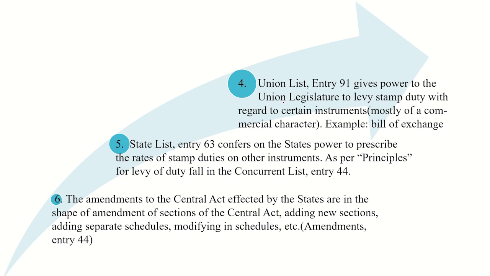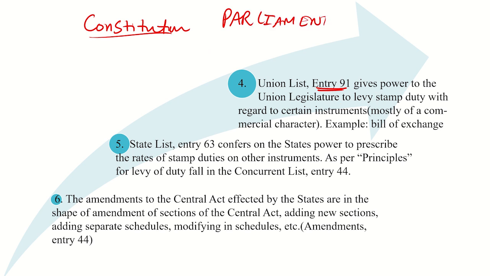So what else should we know? Where do we get points relating to the stamp duty? In our Constitution of India, we have what we call the union list, state list and concurrent list. So the first thing we should know is in the union list, entry number 91. What does this entry number 91 do? It gives power to the union legislature, that means the Parliament. So Parliament has power to levy stamp duty according to entry number 91 of the Constitution of India.